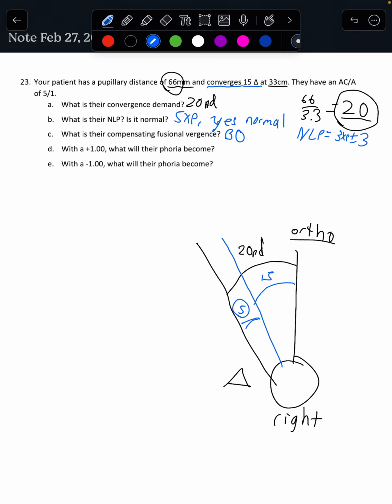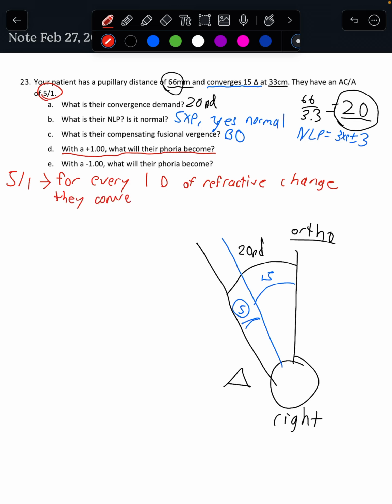Okay, so then next, with a +1, what does their phoria become? Okay, so we have their ACA. Their ACA is 5 to 1. So what does this mean? It means that for every 1 diopter of refractive change, they converge or diverge 5 prism diopters. Okay, so how do we figure out whether they converge or diverge?